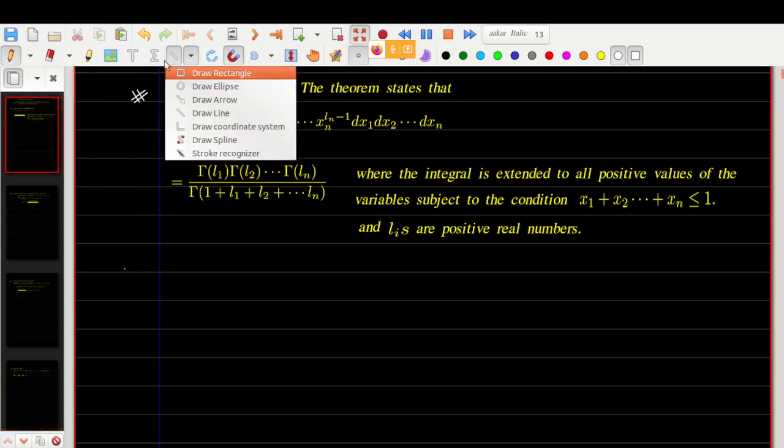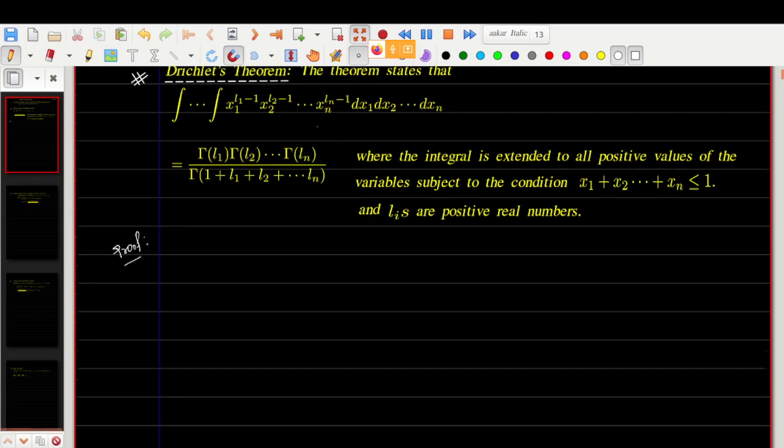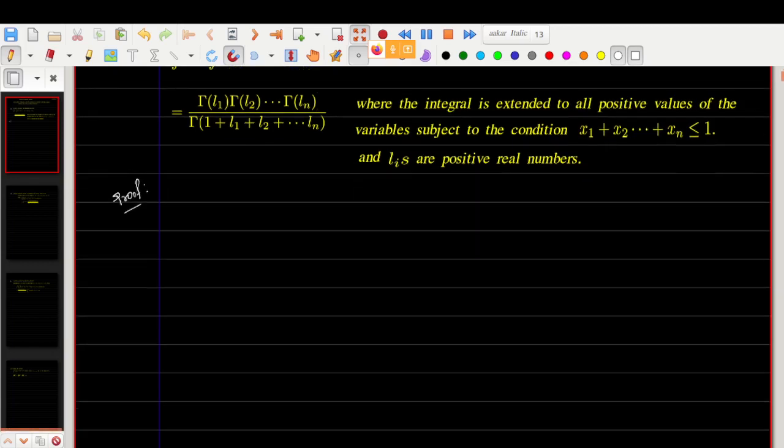So let us start the proof. Here the theorem is stated in n variables, and you are familiar with three variables. So I shall do the proof only for three variables. I shall not go beyond three. So for n equals 3.